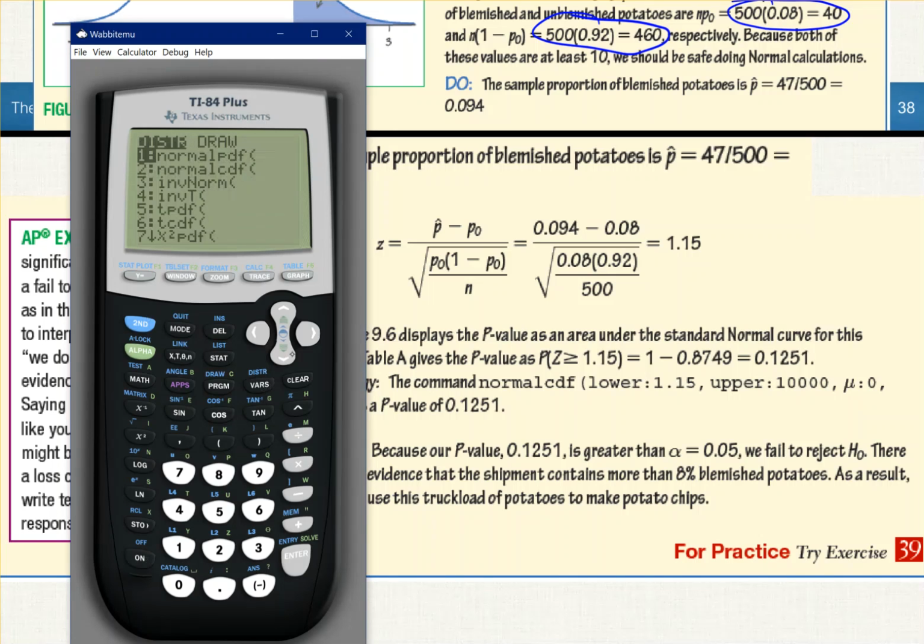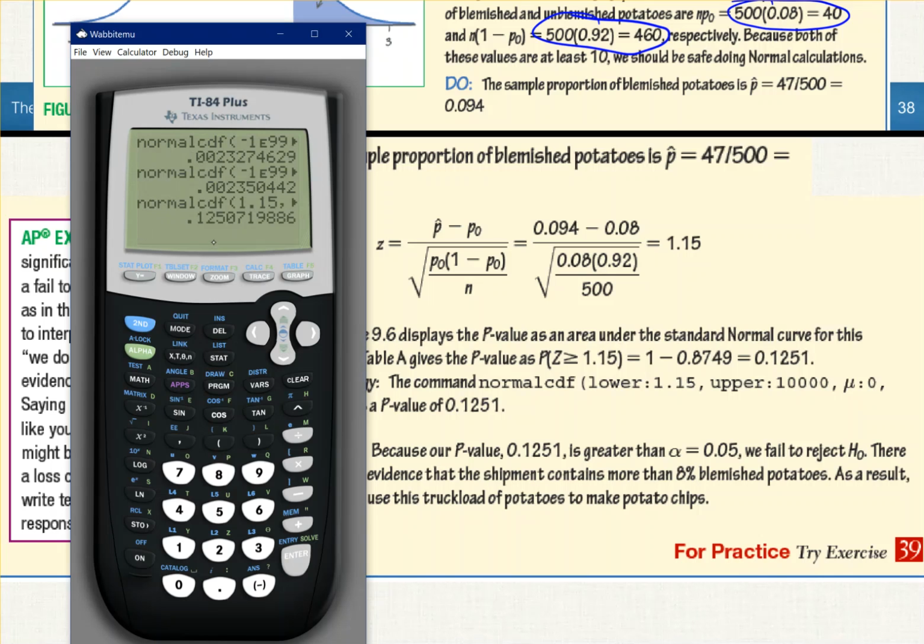So I could do, again, distribution, normal CDF. If we're using a z value, remember we already converted to standard normal, so mu would be 0 and standard deviation sigma would be 1. We want to be greater than, so we're going to do lower is 1.15, upper is going to be 1e99, mu is equal to 0, sigma equal to 1, and we get 0.125.